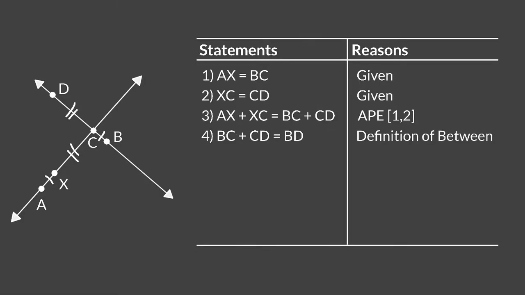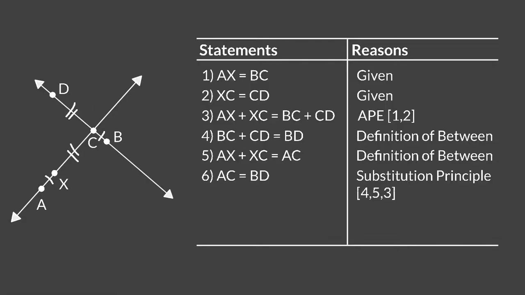In the figure, we see that C is between B and D. The definition of between tells us that statement 4 is true. Likewise, X is between A and C. The definition of between tells us that statement 5 is also true. Since the expressions in statement 3 are equal to expressions in statements 4 and 5, we can use substitution principle to get statement 6, which is the conclusion.